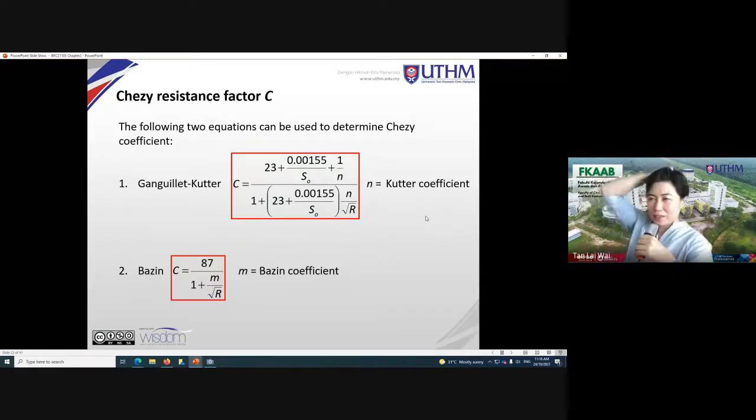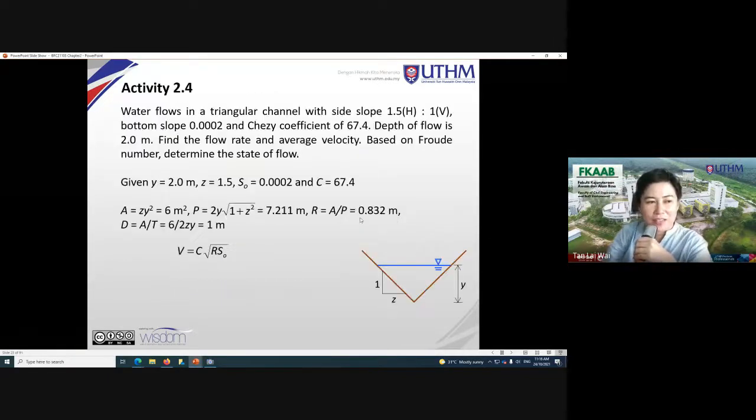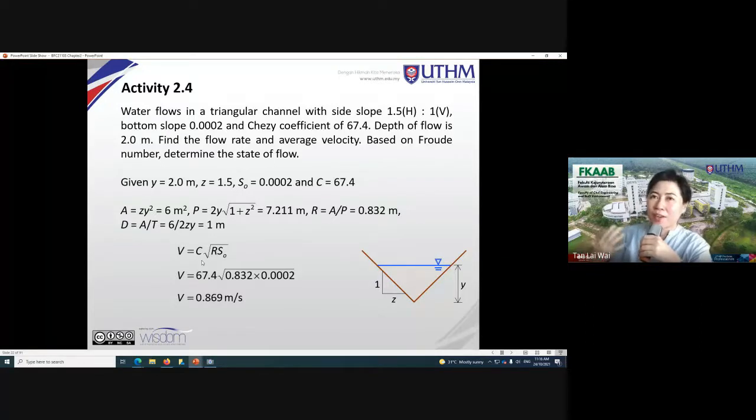Here's the thing. You know this. Let's go back to this equation. You know this Chezy roughness coefficient or Manning roughness coefficient, right? The question could give you the value directly, or the question will give you the description of the channel, so you are going to read it from the tables provided, or there are formulas given to you to find, for example, the Chezy coefficient. You have Bazin formula, you have Ganguillet-Kutter formula to find the Chezy coefficient.